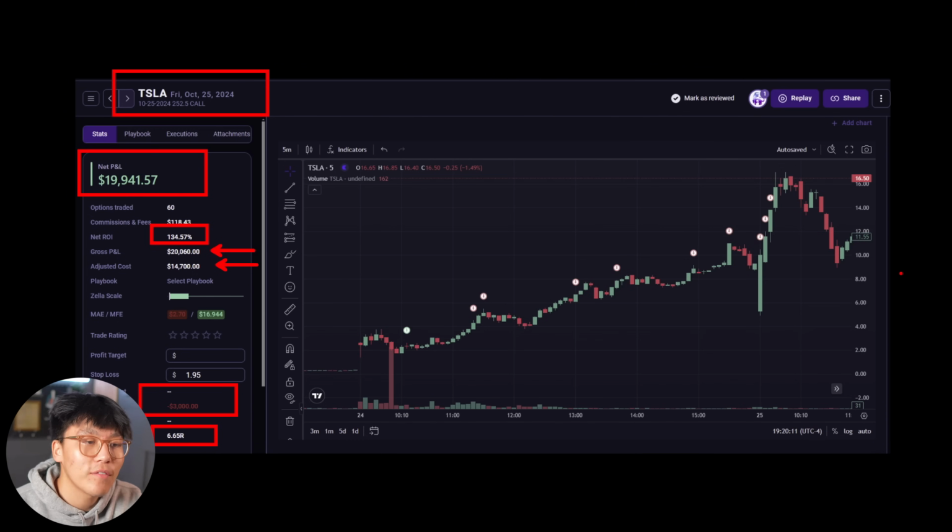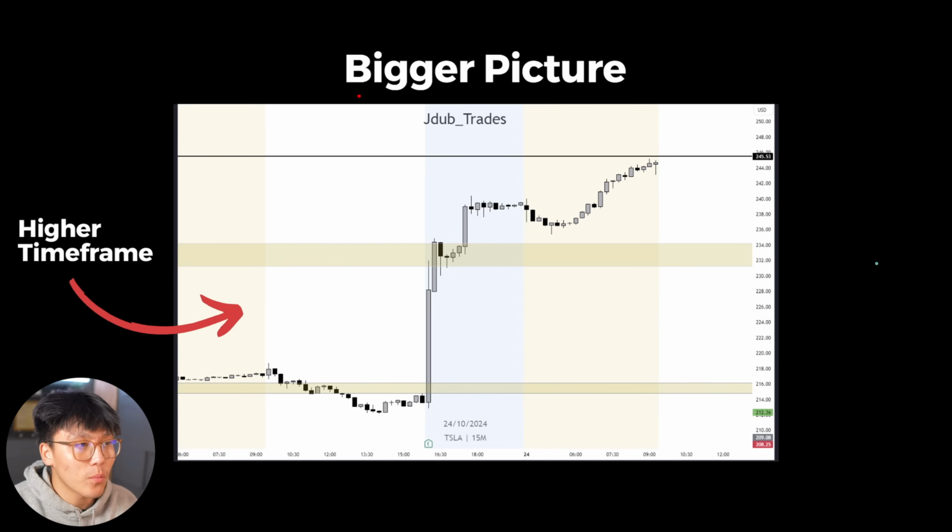So now let's go on to that 4-step checklist and see exactly how I was able to capture this trade on Tesla. As you can see, we're on the bigger picture time frame here. We're on the higher time frames.